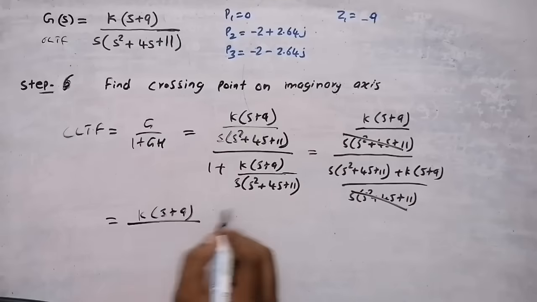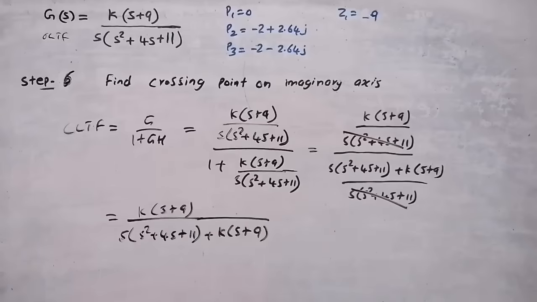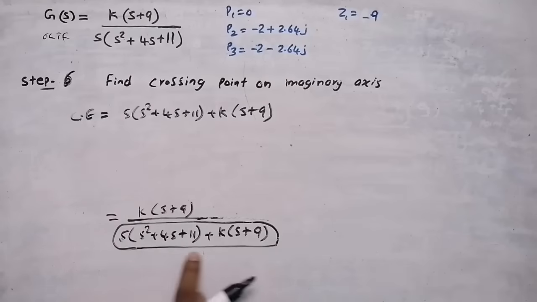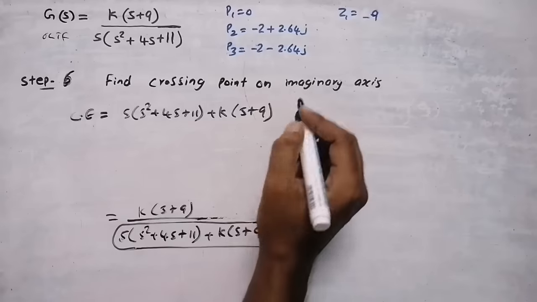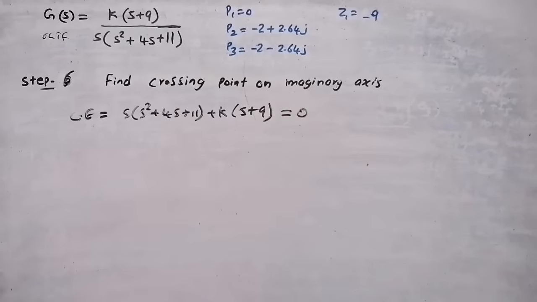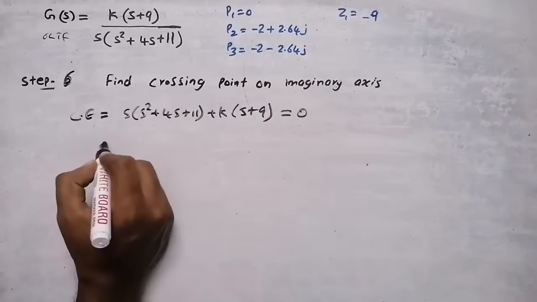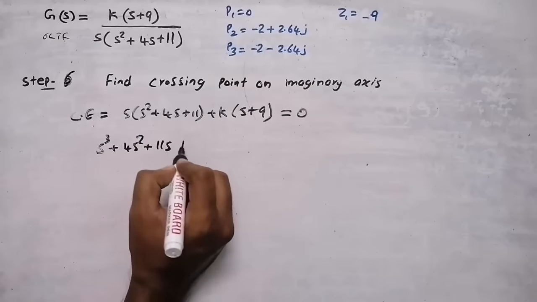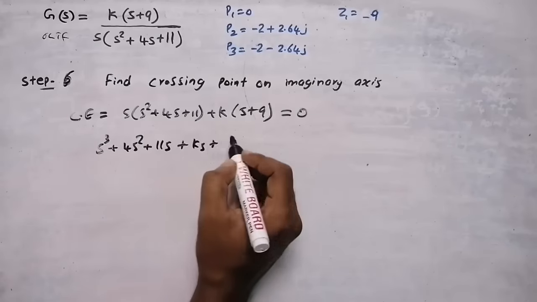From this we need to find the characteristic equation. What is the characteristic equation? The denominator is the characteristic equation. So this is our denominator and this is our characteristic equation. Equate that to 0. Now open this bracket. We will get s into s square, it is s cube plus 4s square plus 11s plus ks plus 9k equal to 0.